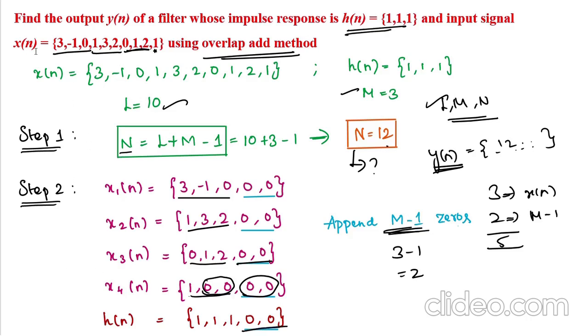So now, x of n is sectioned into 4 x of n's. Now it will be easier for the computation. Please ensure that the values of x1 of n, x2 of n, x3 of n, x4 of n, h of n, everything should be of equal size. So that is why we append as many zeros. Here the size is 5: 1, 2, 3, 4, 5, and here is also 5, here is also 5, here is also 5, here is also 5. In order to make it 5, we have added these 2 zeros here. So this is step 2.